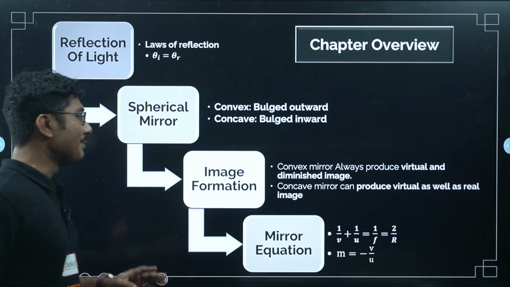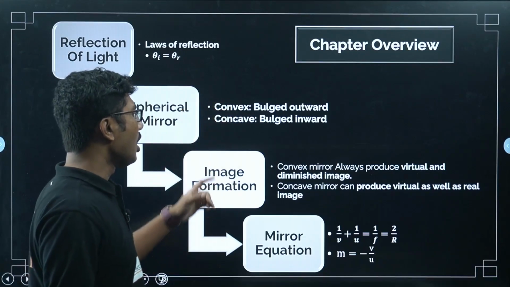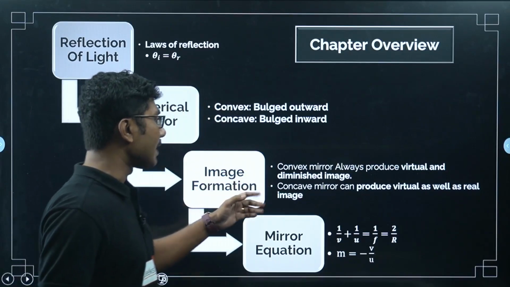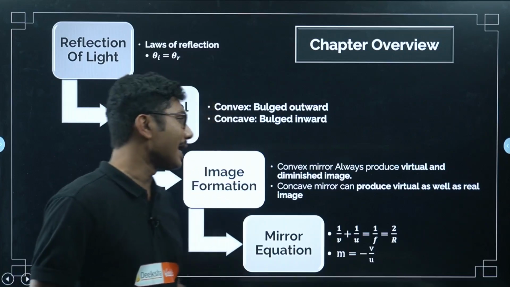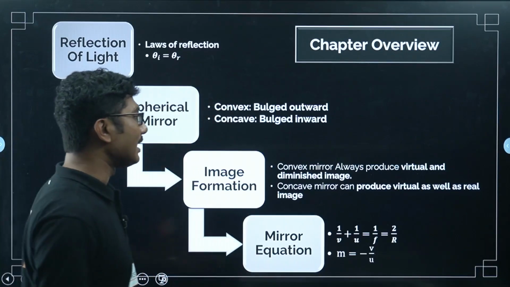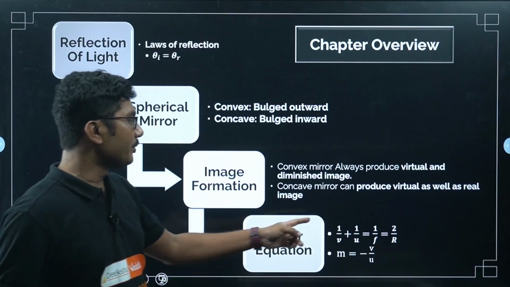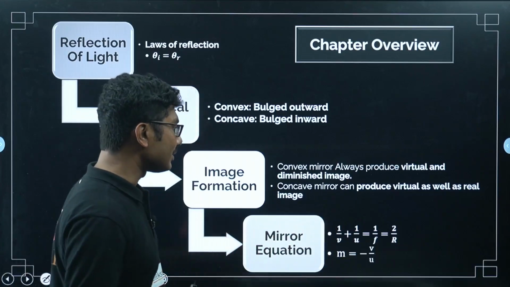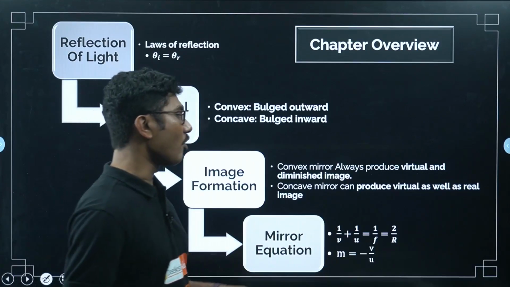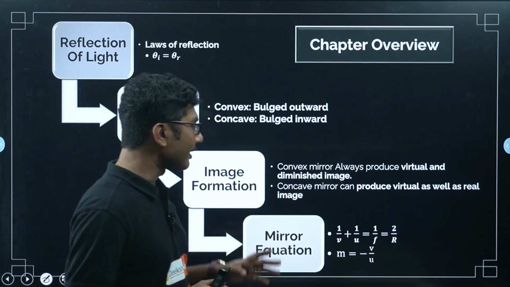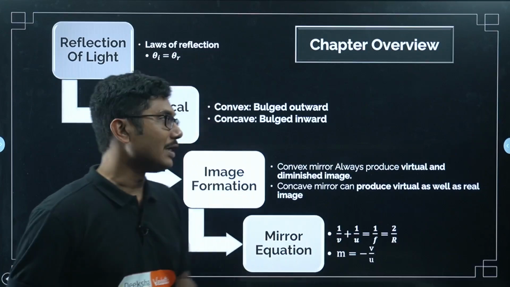Now there is image formation by these two mirrors also. A convex mirror always produces a virtual and diminished image. A concave mirror can produce virtual as well as real images. We will see that in a while. Also the mirror equation and problems related to the mirror equation. The mirror equation is 1/v + 1/u = 1/f, or equals 2/R. Both are correct, and the magnification is given by -v/u.